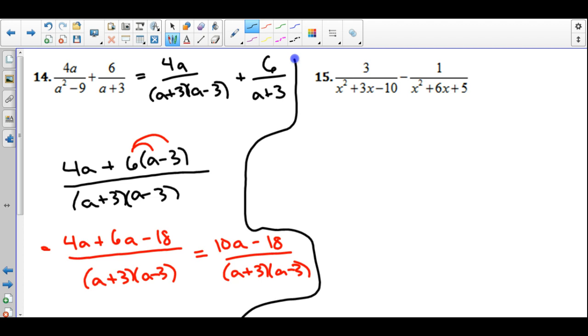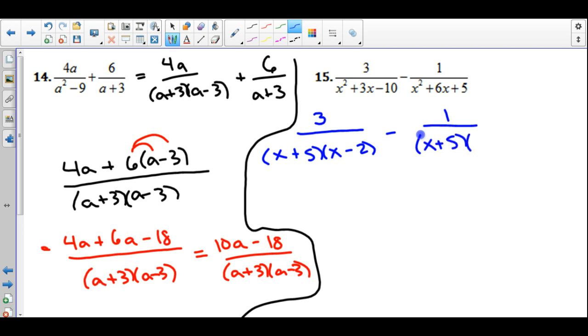So one more of these. Again, what we're going to have to do first is factor. So I'm going to leave this as 3 over, and then factors of negative 10 that add up to positive 3 would be x plus 5 times x minus 2. Bring over the minus sign. Factors of positive 5 that add up to 6 would be x plus 5 and x plus 1.